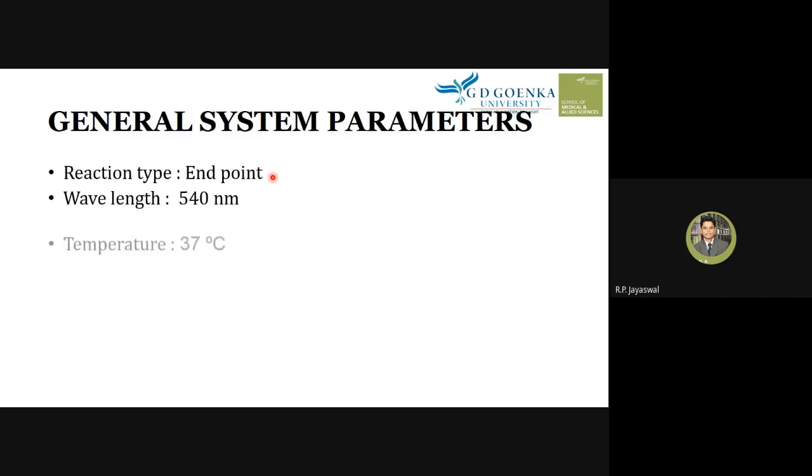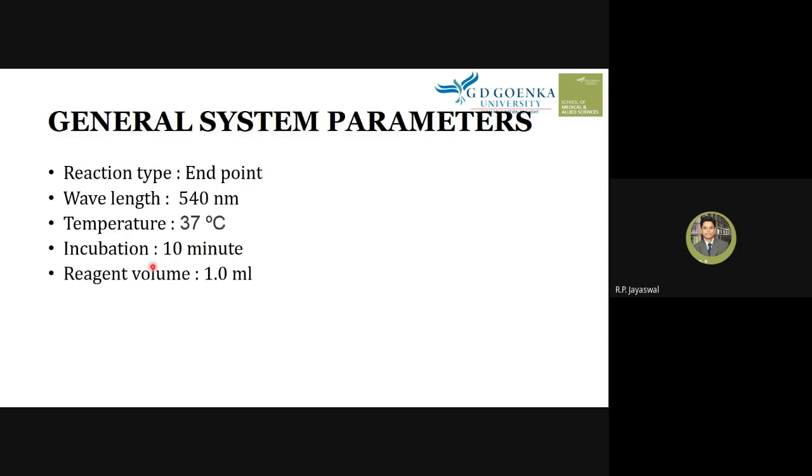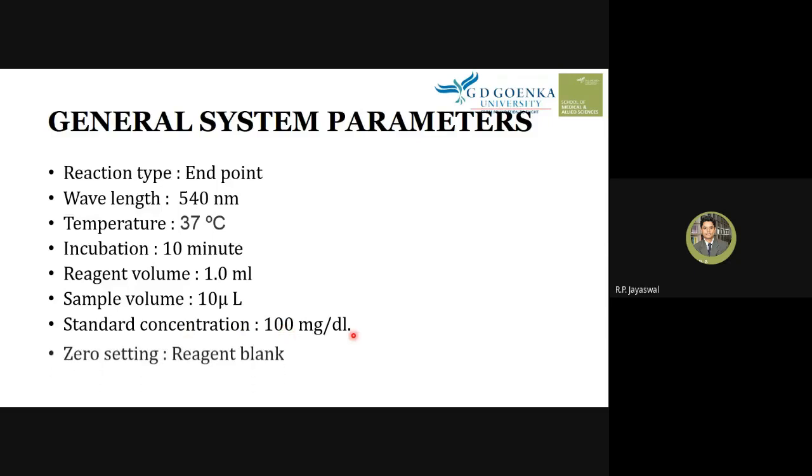Now, general system parameters, like when we have, let's say, an analyzer. Here we need to calibrate the analyzer with this information. Reaction type should be endpoint, wavelength 540 nanometer, temperature 37 degrees Celsius, and we need to incubate for 10 minutes. For reagent volume we require 1 ml, sample volume 10 microliter, and the standard concentration we have to fit is 100 mg per dl. Zero setting should be done with a blank, and the light path length is 1 centimeter. So these are the general system parameters that we need to remember about this glucose test.